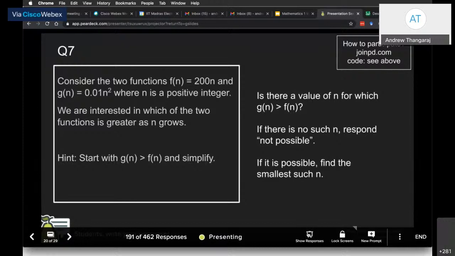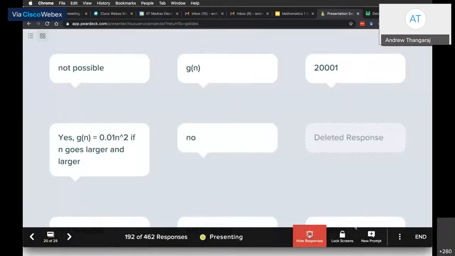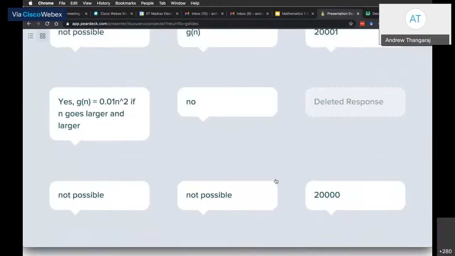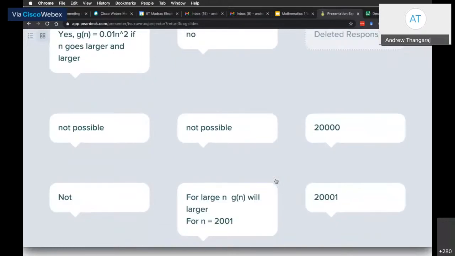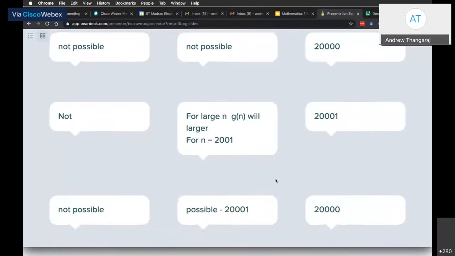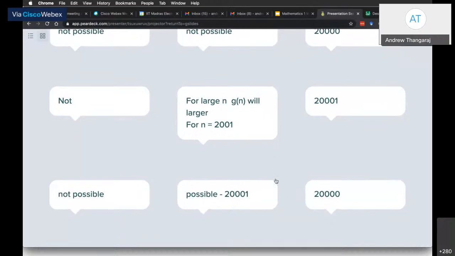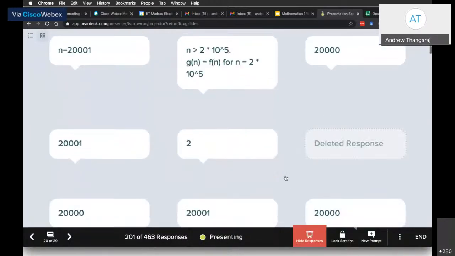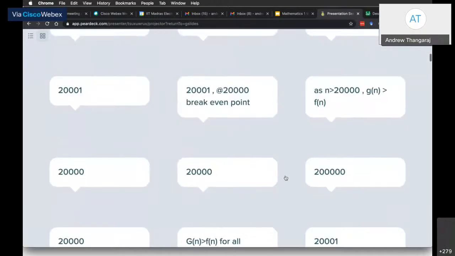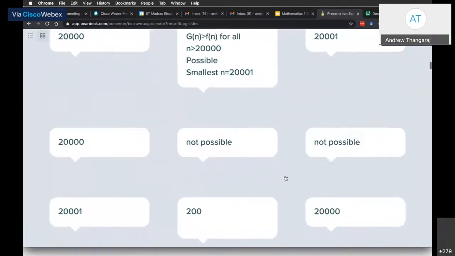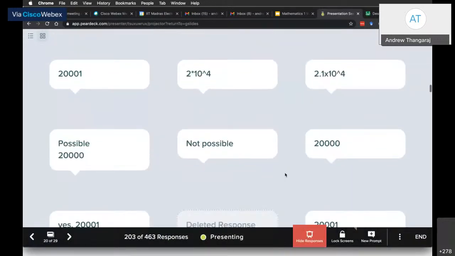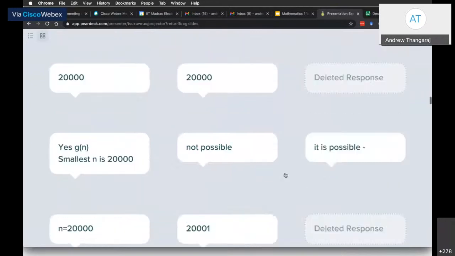In the interest of time, let me show you the responses right away. Quite a few people, at least 1 or 2 here, have got no as the answer, not possible. And then you see this 20,000, 20,001. Actually, 20,001 is the more correct answer. But quite a few people keep saying not possible. People have gotten to 20,001, but some people are still saying not possible. So you can see not possible is quite a popular answer.